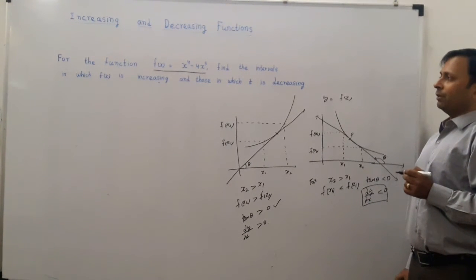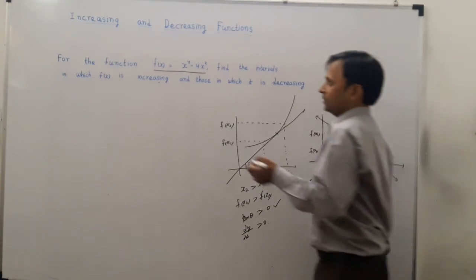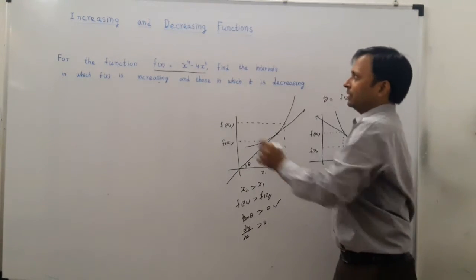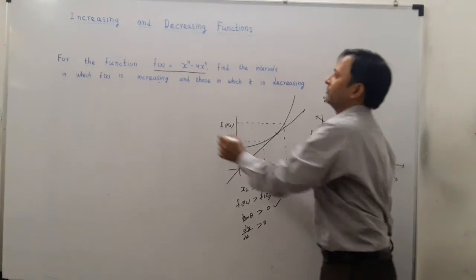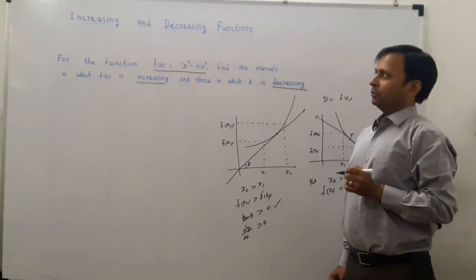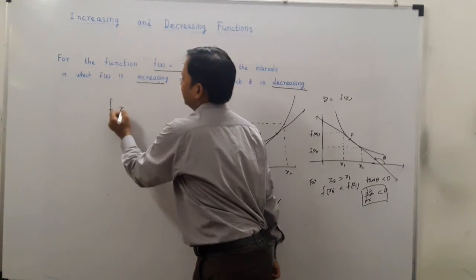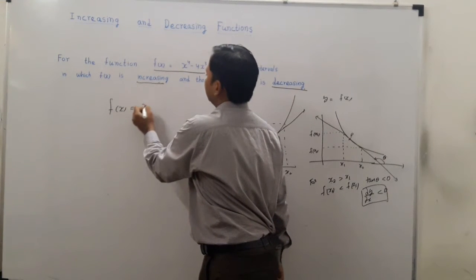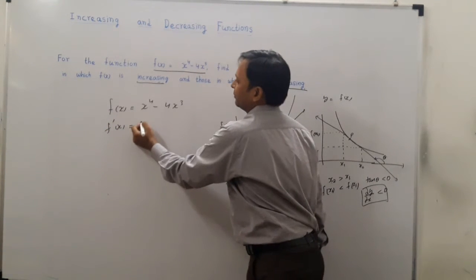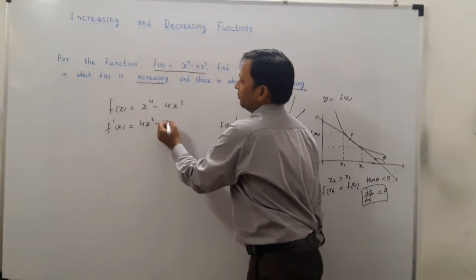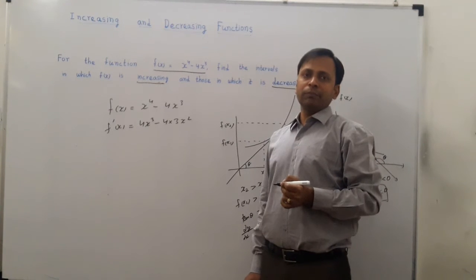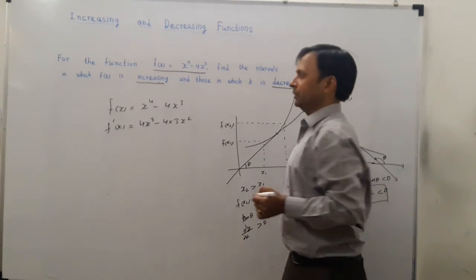So to solve any problem related to increasing and decreasing functions, let us take this function f of x is equal to x to the power 4 minus 4x cubed. Let us say this is the function, and I want to find out the interval in which this function is increasing and the interval in which this function is decreasing. So to start with the problem, I have f(x) which is equal to x to the power 4 minus 4x cubed. So what is the value of f dash x? The value of f dash x will be 4x cubed minus 4 into 3x square, because the derivative of x to the power n is n into x to the power n minus 1.